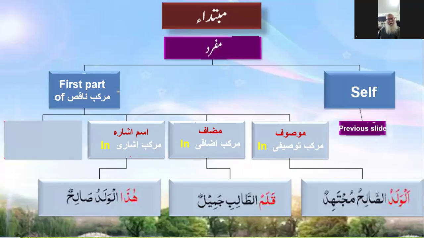We studied 4 compounds in 5. Which one is missing? Murakkab jari. So murakkab jari can never, never be moved.